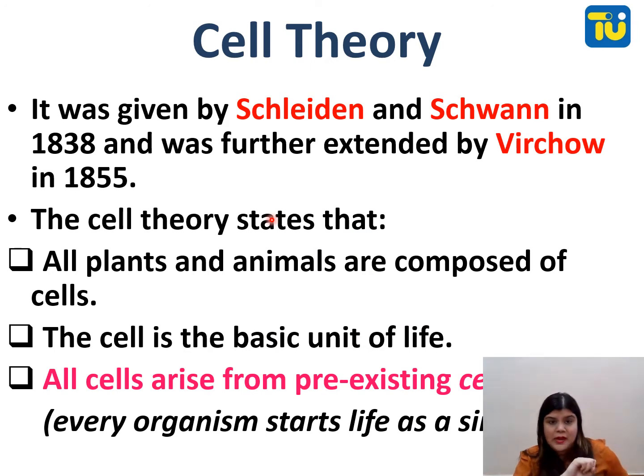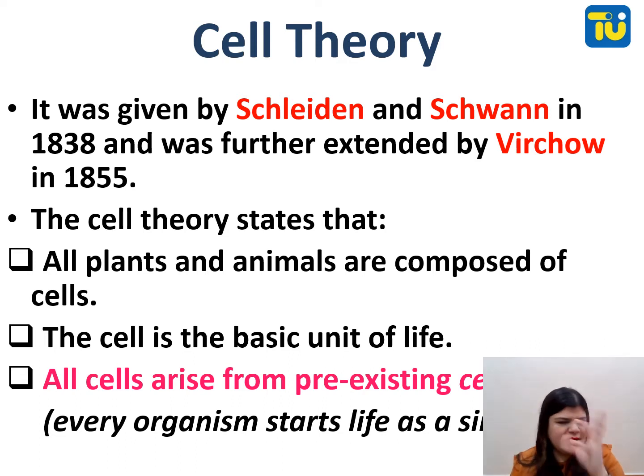Cell theory. It was given by Schleiden and Schwann in 1838 and was further extended by Virchow in 1855. The cell theory states that all plants and animals are composed of cells. All plants and animals are composed of what? They are composed of cells, and the cell is the basic unit of life. And all cells arise from pre-existing cells. Every organism starts life as a single cell.